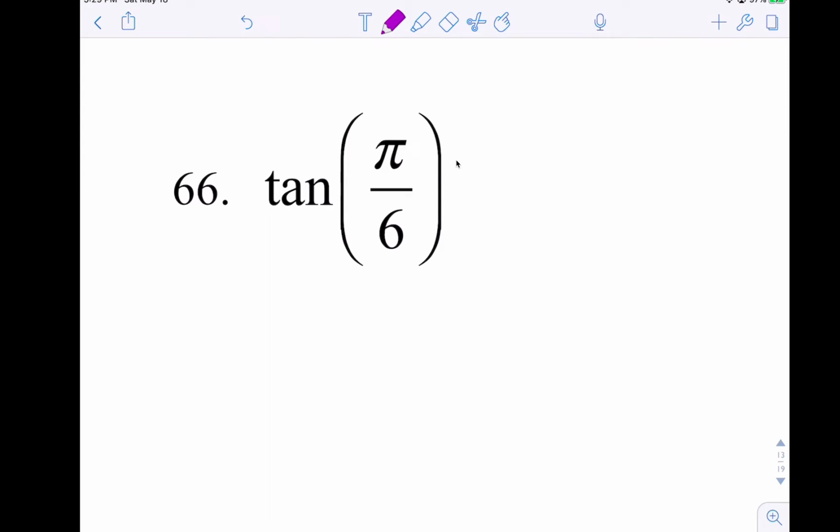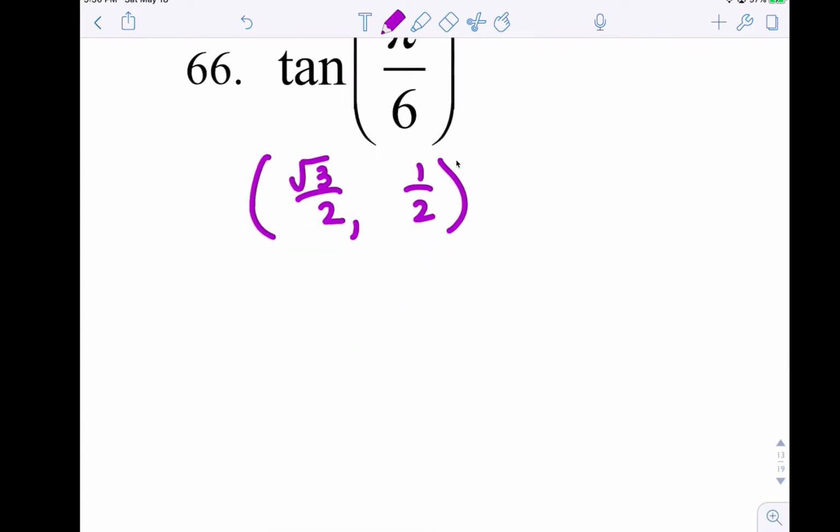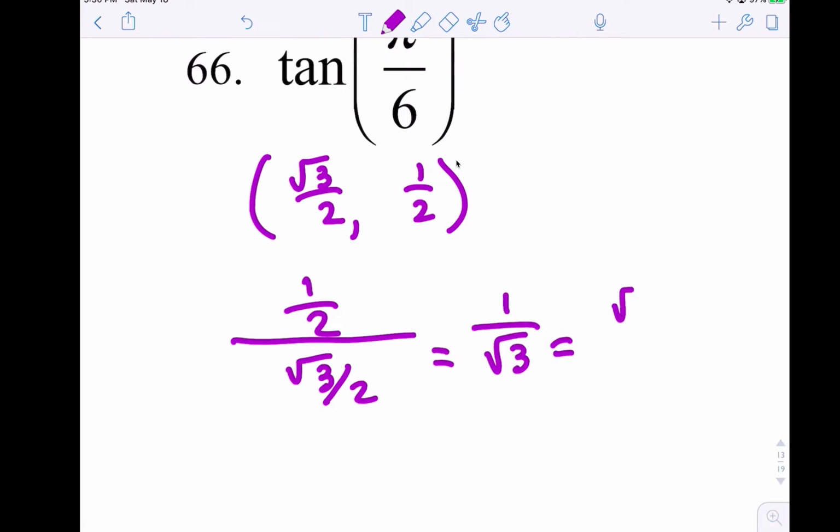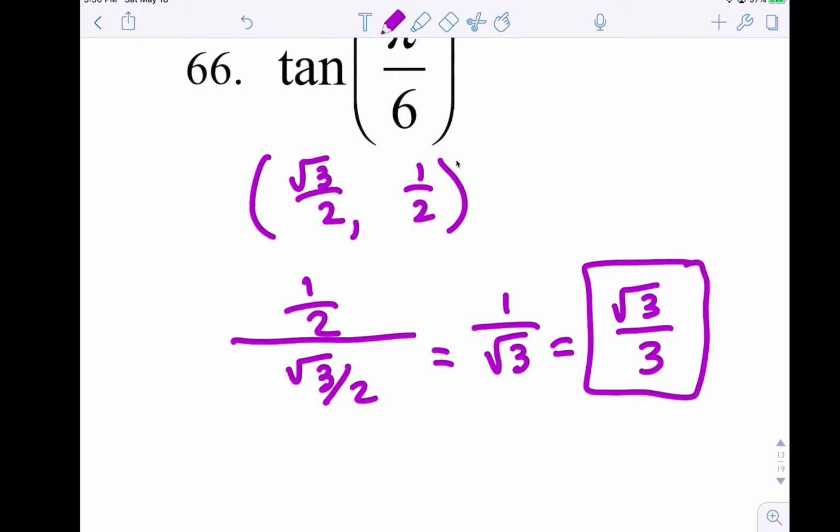Tangent of pi over 6. So root 3 over 2, comma 1/2. So that's 1/2 divided by root 3 over 2, which comes out to be 1 over root 3, which is then root 3 over 3.